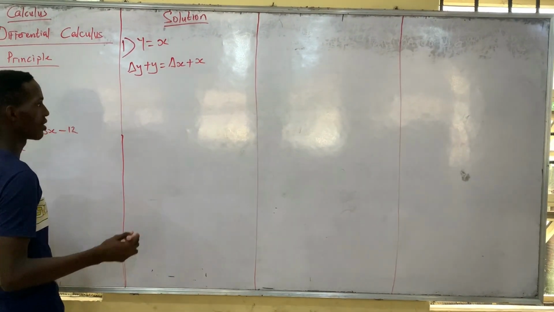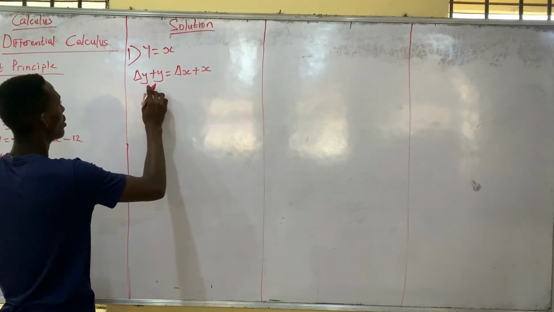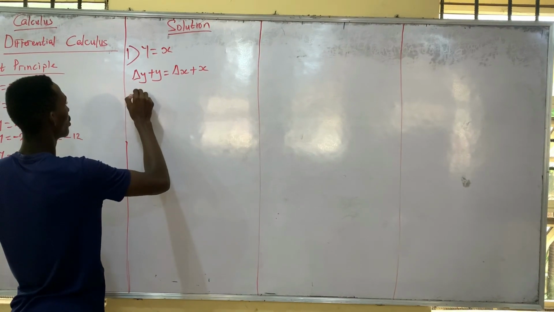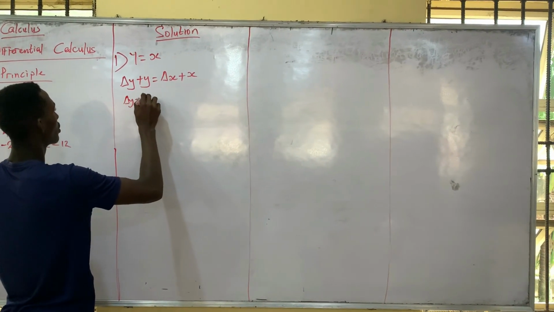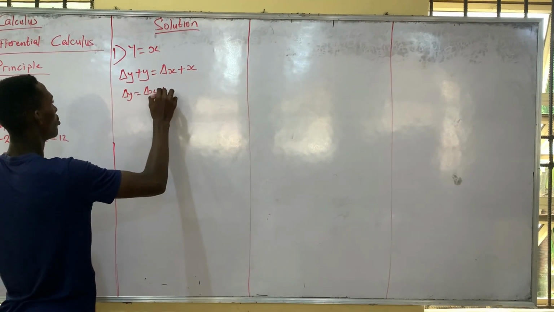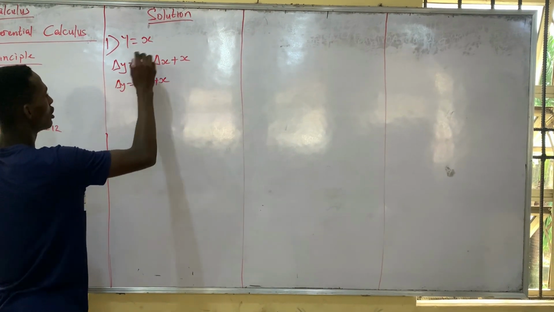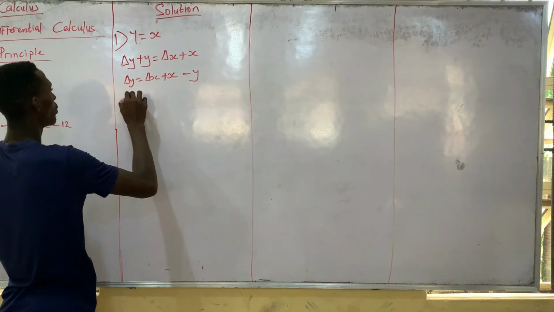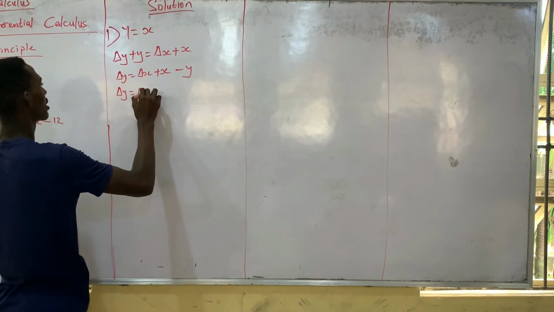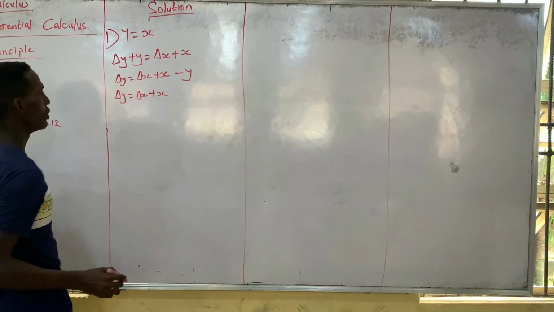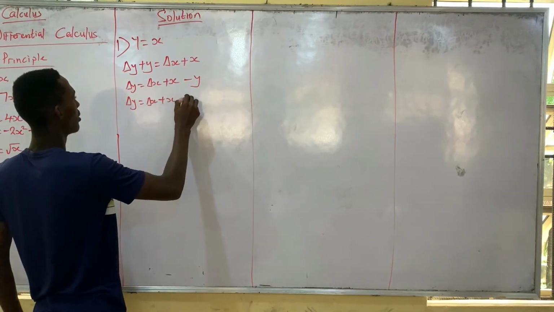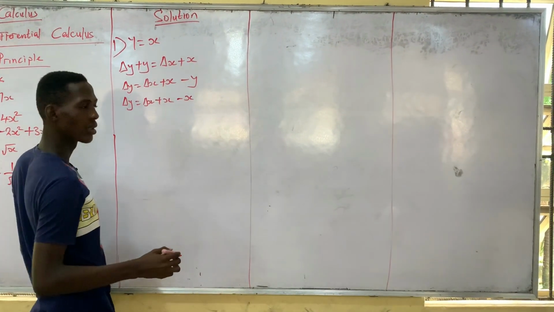Now, what do we do after that? We take y to the other side, and that becomes change in y is equal to x plus change in x minus y. Initially y is equal to x. Therefore, you can say this is minus x. Are you getting me?